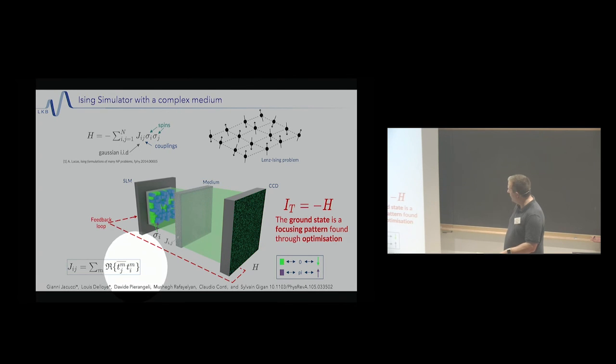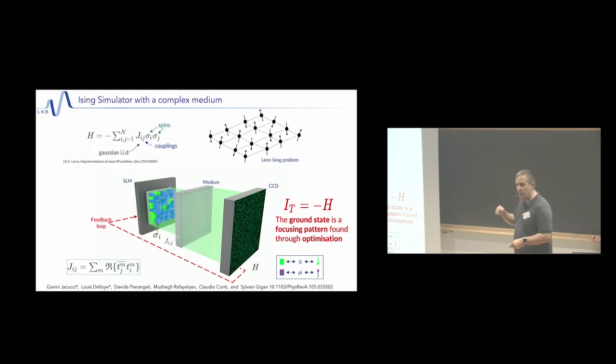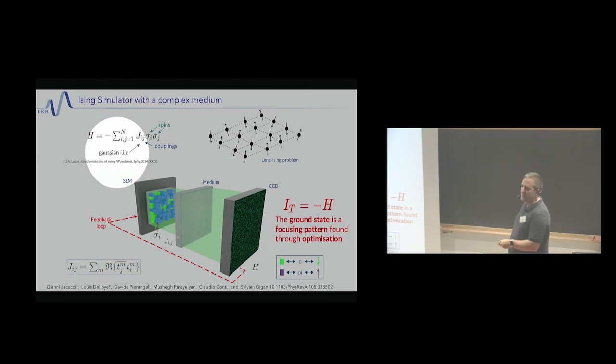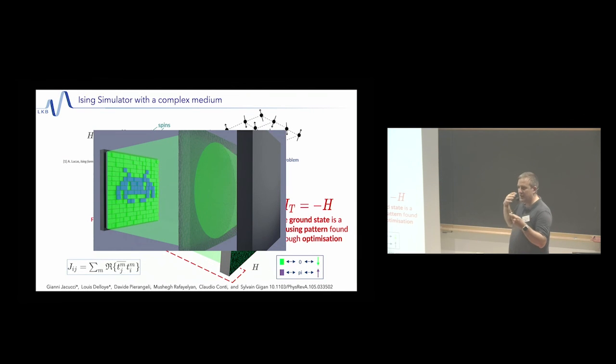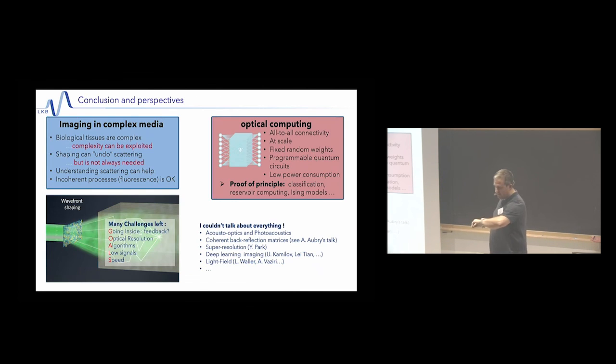So when I'm focusing light, when I'm optimizing the intensity at a given point, I'm actually minimizing this Hamiltonian. This way you can think of an optimization experiment as actually a minimization of this Ising Hamiltonian, and we could do some kind of simple proof of principle of this. Okay, so I came to my conclusion.